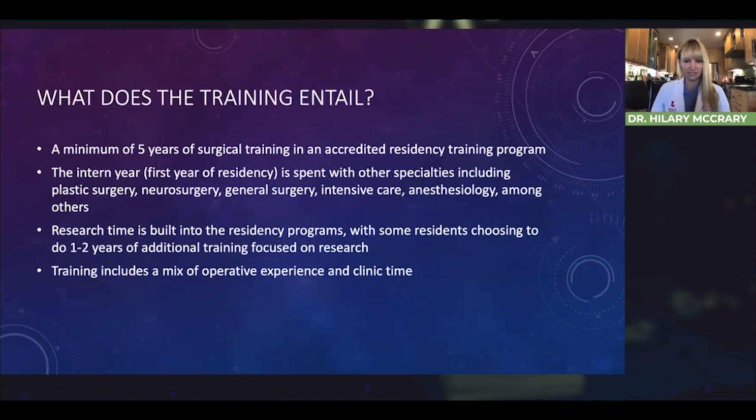And so what does the training entail? Like any surgical subspecialty, it usually has a minimum of 5 years. So I'm in a 5-year training program. The first year, your intern year of residency, is usually spent doing 6 months of otolaryngology and then 6 months of training with either plastic surgery, neurosurgery, which we work very closely with for a lot of different types of complex cases, or general surgery, learning how to take care of post-operative needs among children and adults having different types of general surgery.